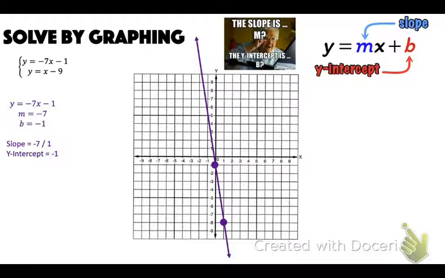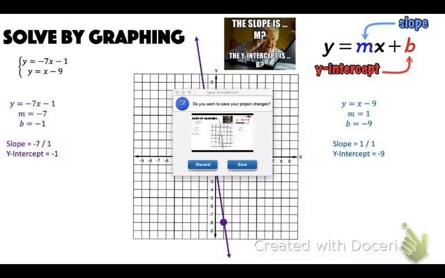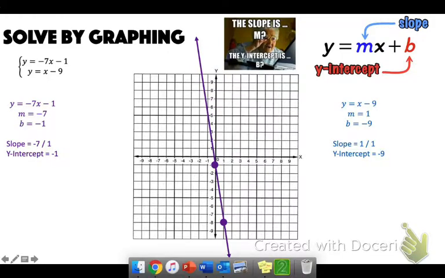Let's do the other one, y equals x minus 9. Now this has an m of 1, because if there's not a number in front, we can always just assume that this is a 1. And then a y-intercept of negative 9, or the b value equals negative 9. So that means our slope is 1 over 1, and the y-intercept is negative 9.